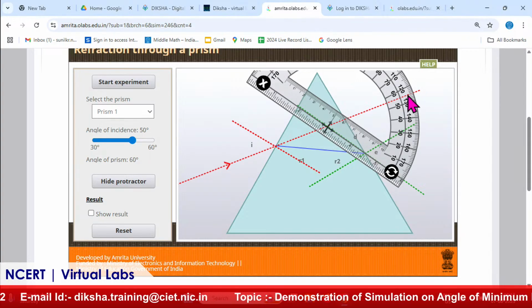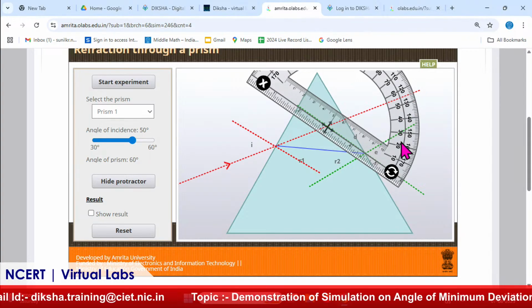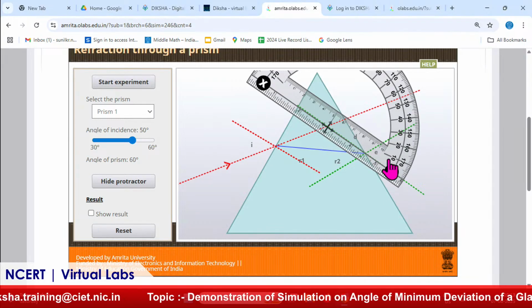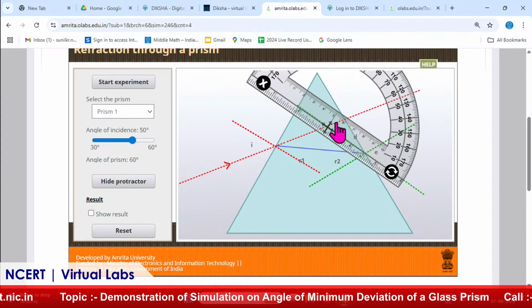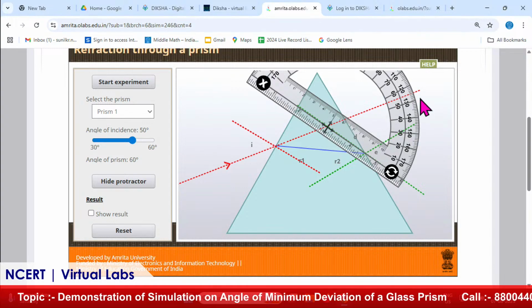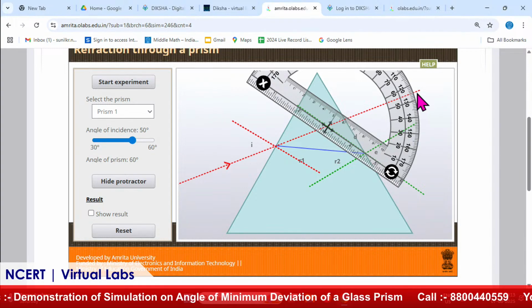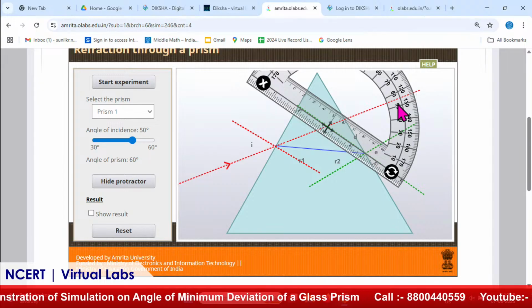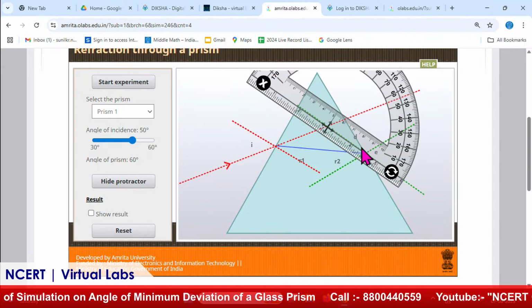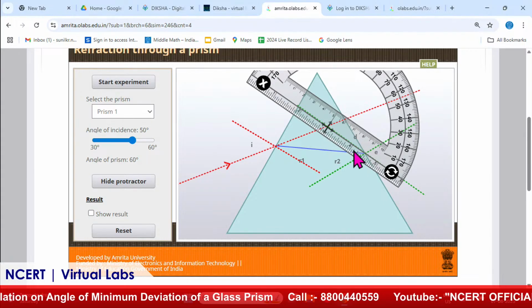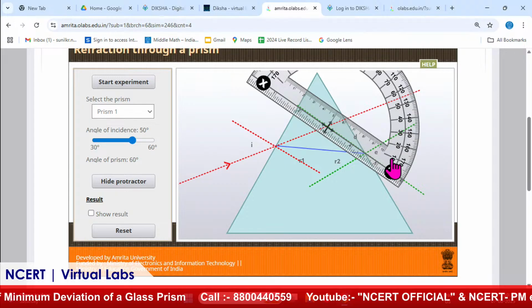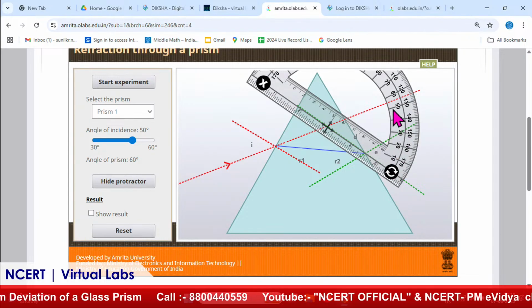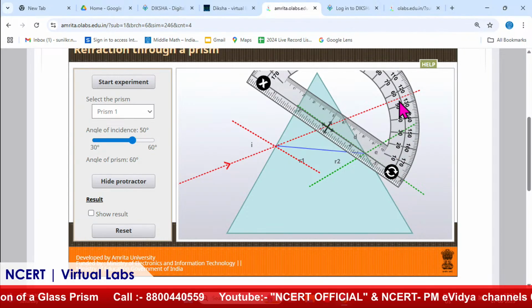Now, how much does it come out to be? 50. This is 50, because we are calculating from here. So, I have to take this 50, not 130. Sometimes students make this mistake, they will just simply write, ma'am, it is 125. So, it is not 125, we are calculating from this line. Okay. The angle of deviation is from here to here. So, from here we are calculating: 10, 20, 30, 40, 50, and it comes out to be 55.